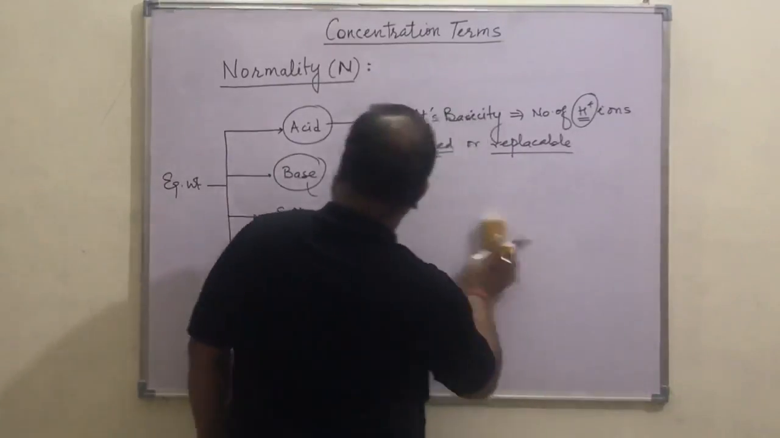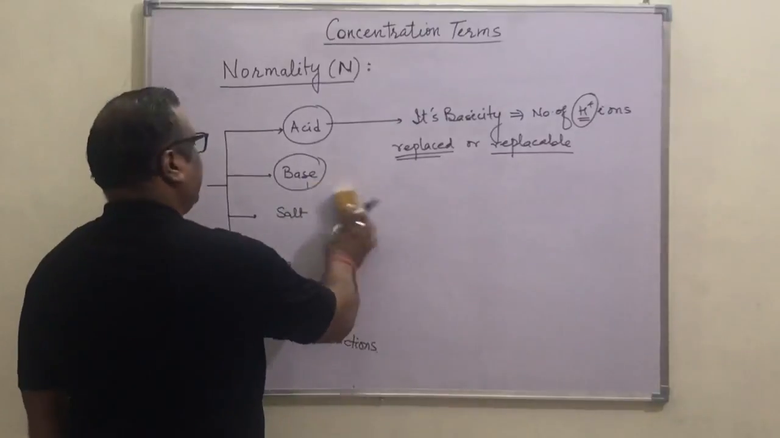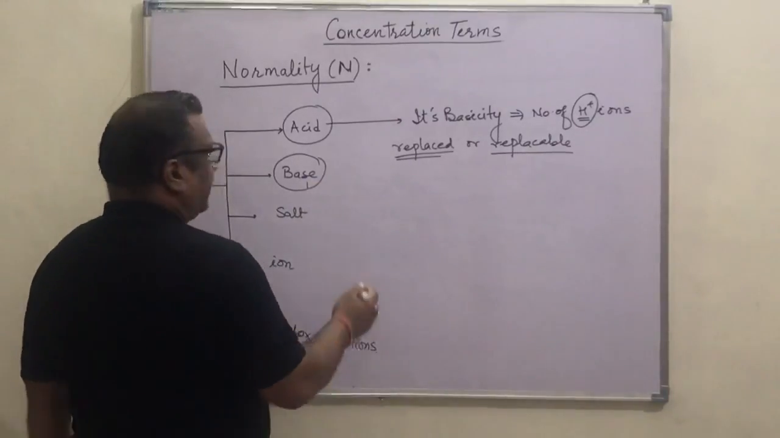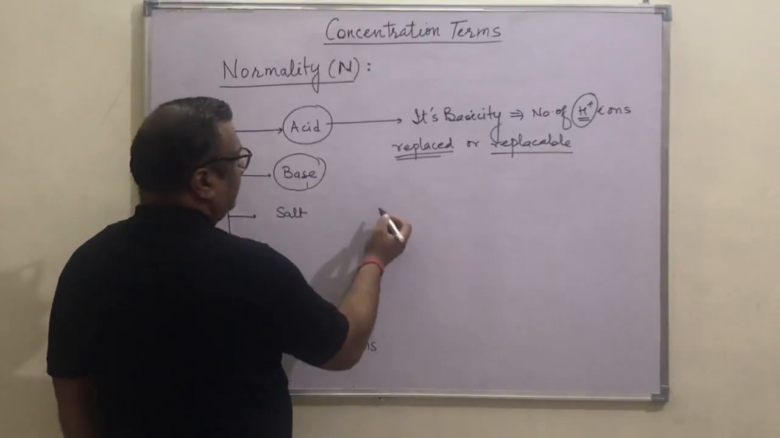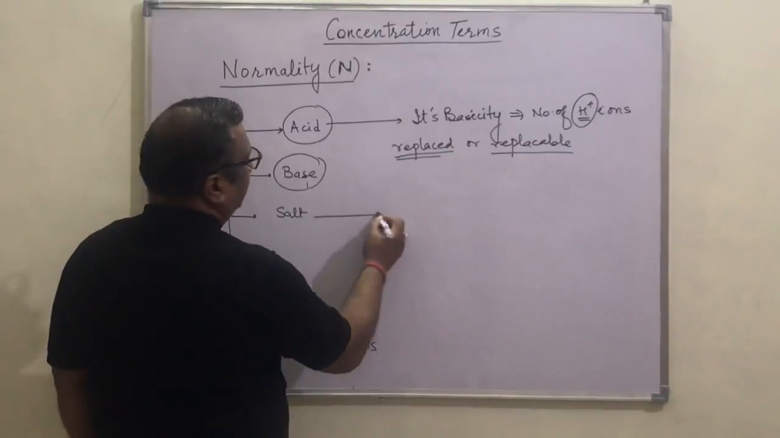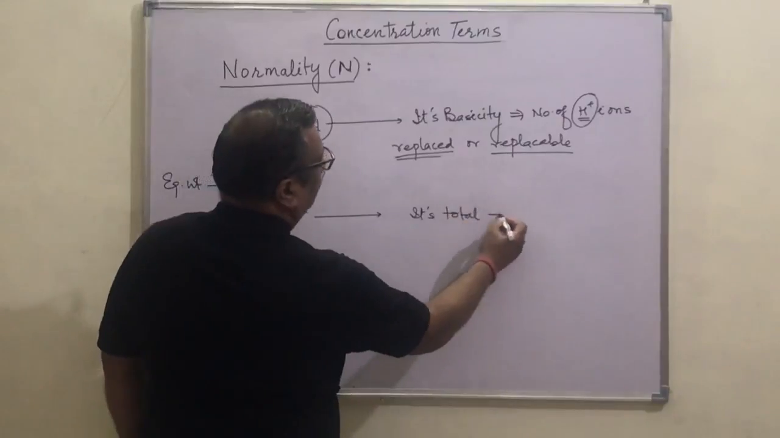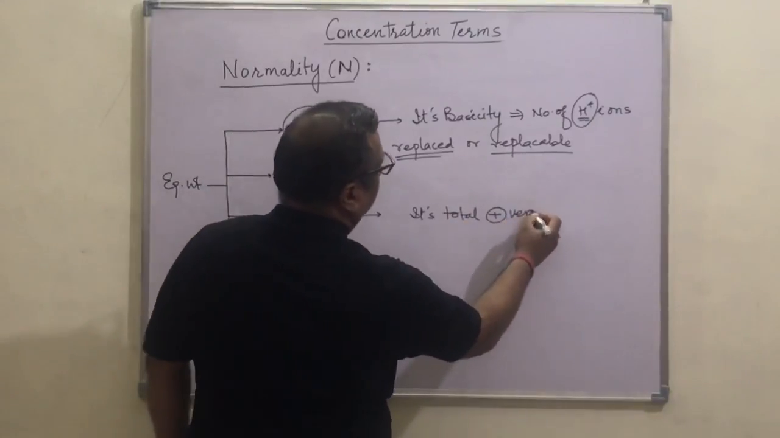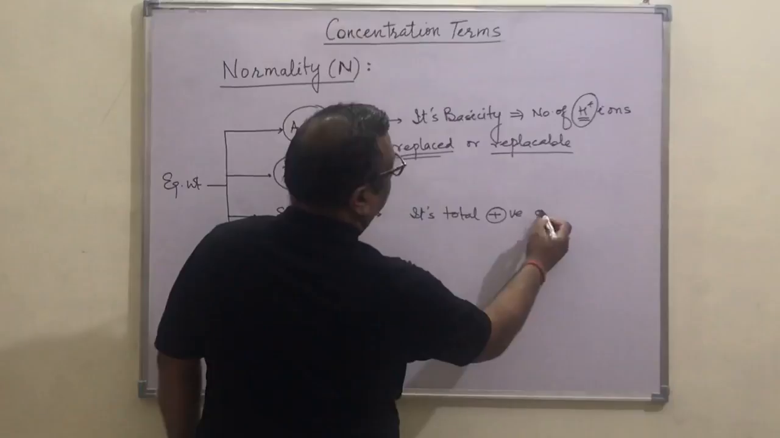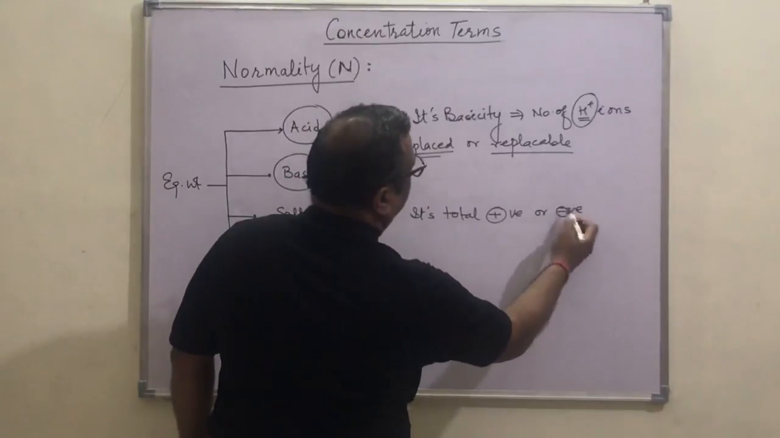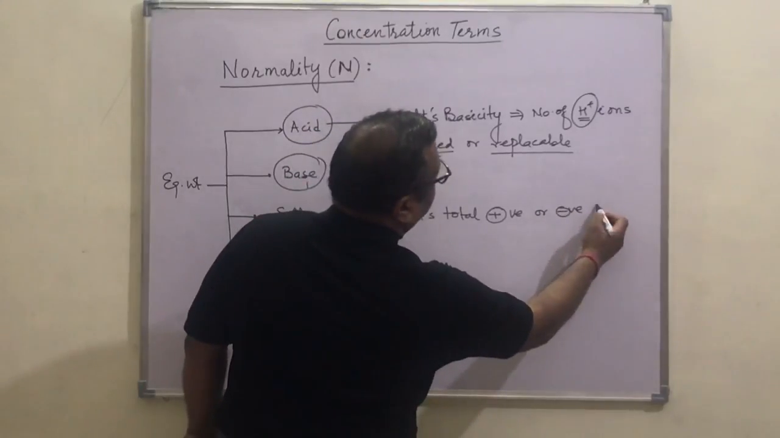Next we are taking up the salts. How to get the n factor of salts. Salts के लिए n factor निकालने के लिए हम लोग क्या करेंगे? N factor will be equal to its total positive or negative valency charge.